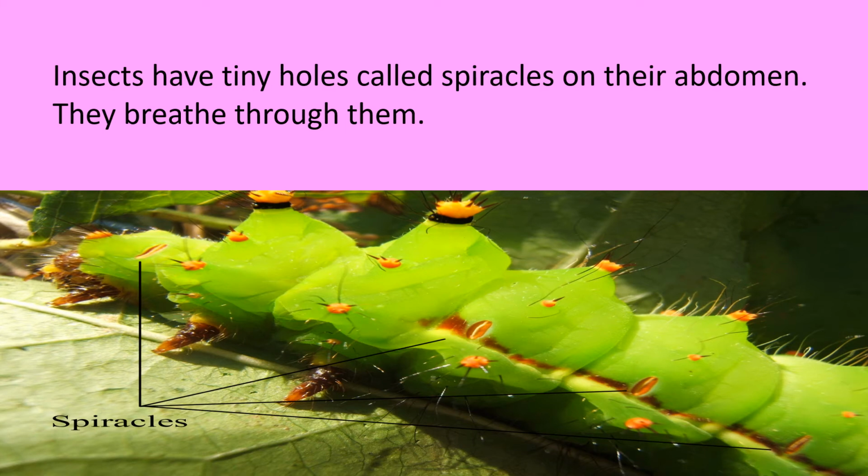Insects have tiny holes called spiracles on their abdomen. They breathe through them.